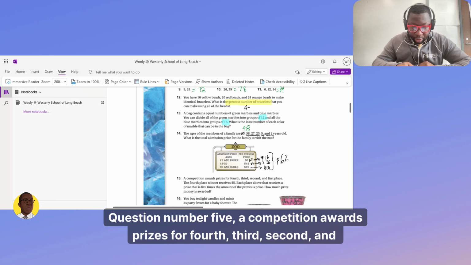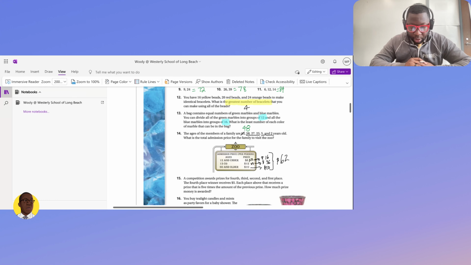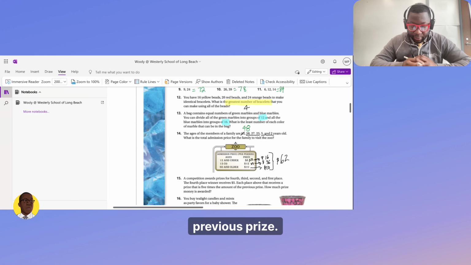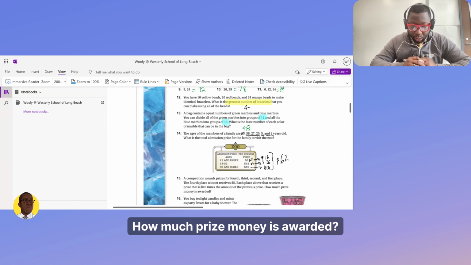Question number 5. A competition awards prizes for fourth, third, second, and first place. The fourth place winner receives $5. Each place above that receives a prize that is 5 times the amount of the previous prize. How much prize money is awarded?